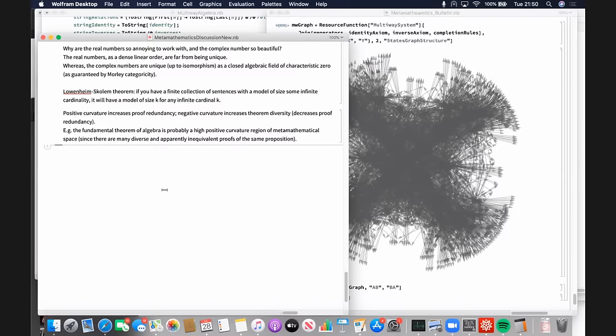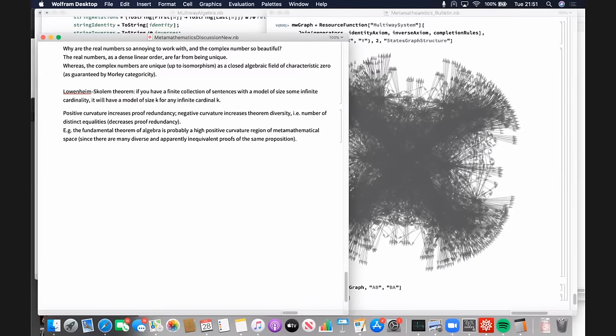There's a different statement: that negative curvature increases theorem diversity, i.e. the number of distinct equalities is larger. Inequivalent equalities sounds too strange. So let's talk about what that means. If we add an axiom, or lemma, whatever it is, what happens to the number of distinct equalities?